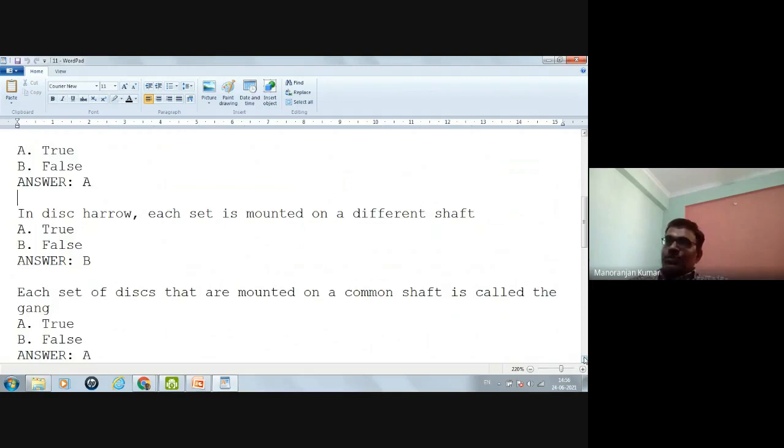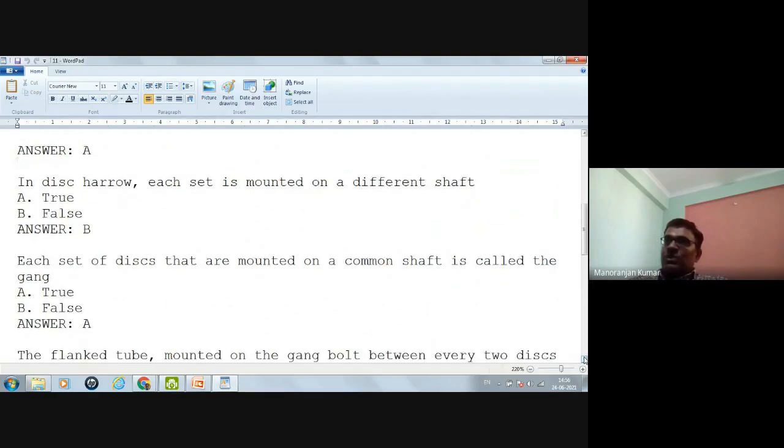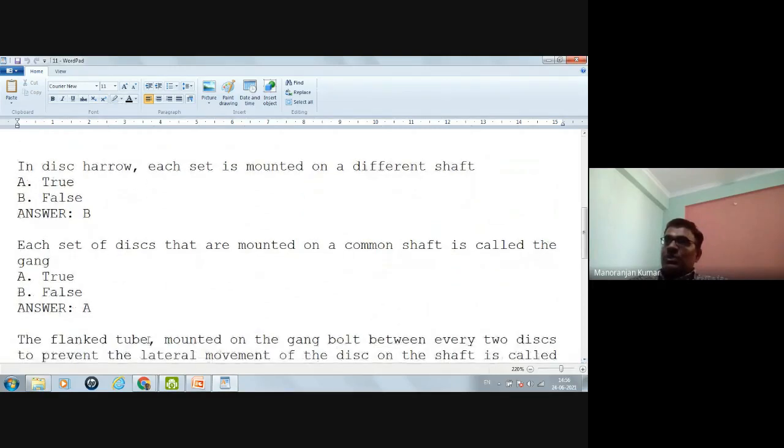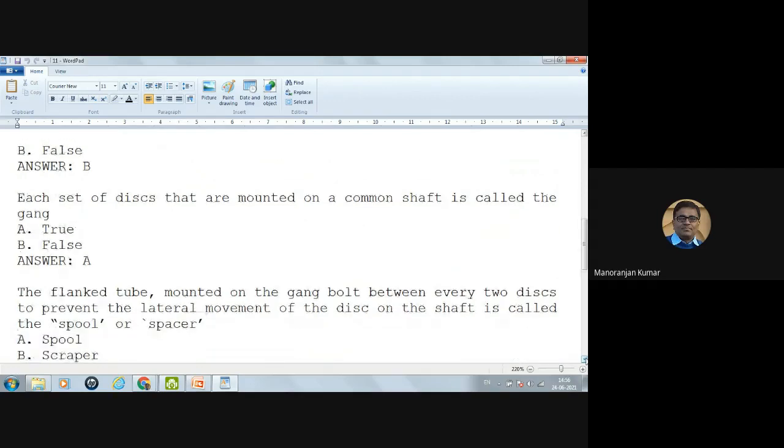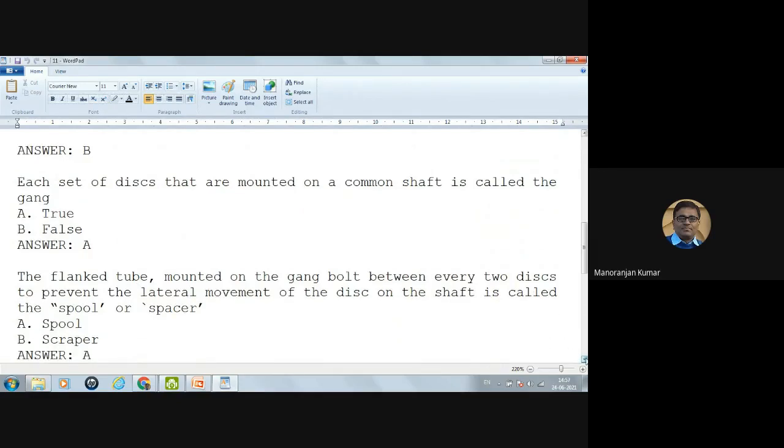Yes, it is true. It is known as the gang. The flank tube, a small tube, is mounted on the gang bolt between every two discs to prevent the lateral movement of the disc on the shaft. In the picture we have seen, yes, it is. What is that flank tube called, a spool or a spacer? This is known as a spool.